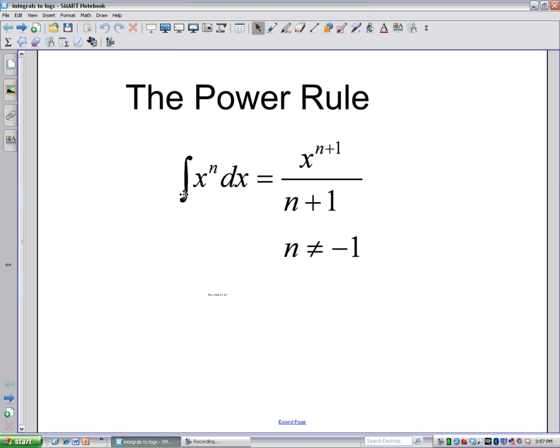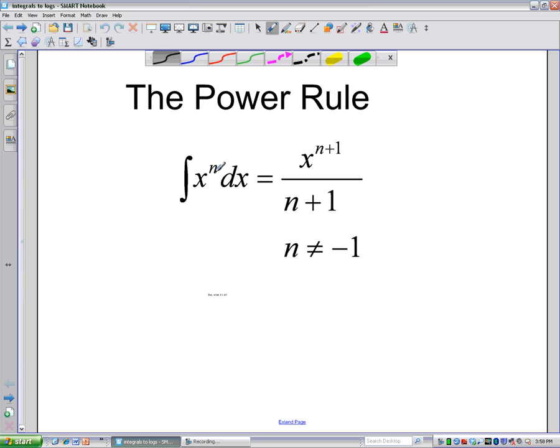So, we know about the power rule. Remember the power rule? The integral, the antiderivative of x to the nth power, some polynomial: add 1 to the exponent, divide by the new exponent. And that works as long as n is not equal to negative 1.